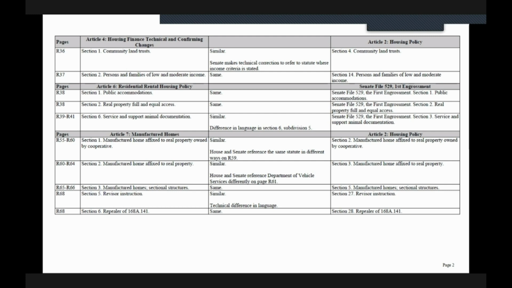Please continue. Chair and members, Mary Mullen. On R60 to R64, the House side is labeled Section 2, Manufactured Home Affixed to Real Property. And on the Senate side, it's labeled Section 3, Manufactured Home Affixed to Real Property. These two sections, again, relate to replacing existing law related to the process to affix a manufactured home to real property. They are similar with, again, very small technical differences. The House and Senate reference Department of Motor Vehicle Services differently on R61.